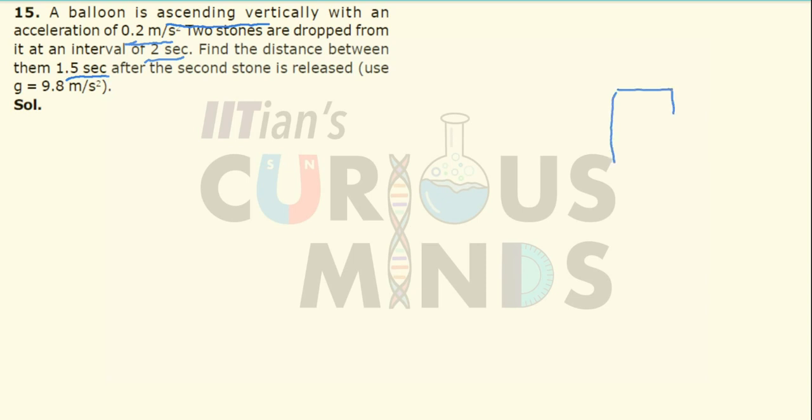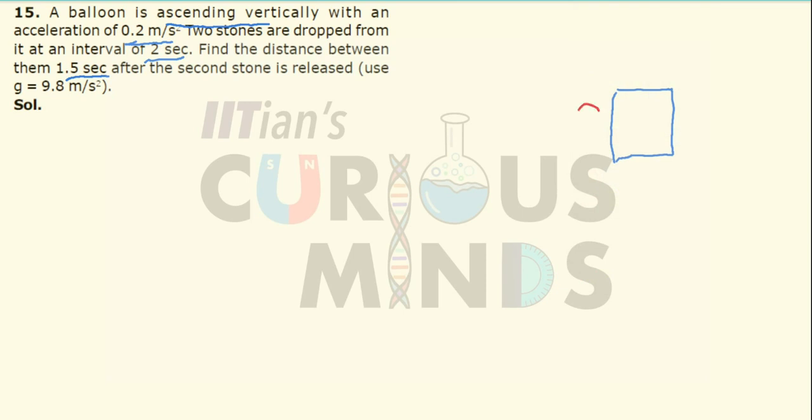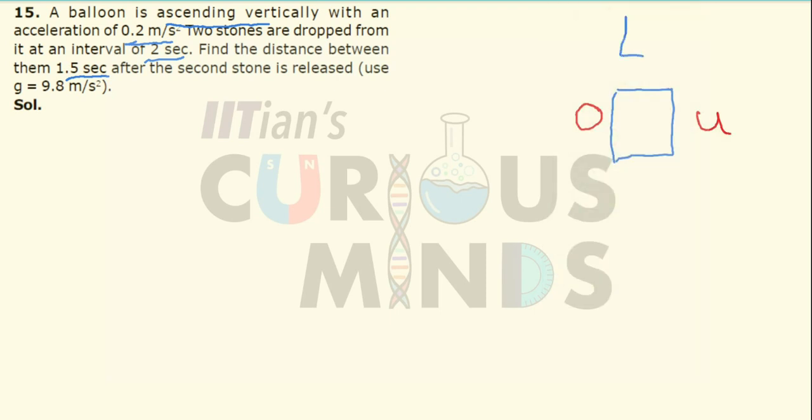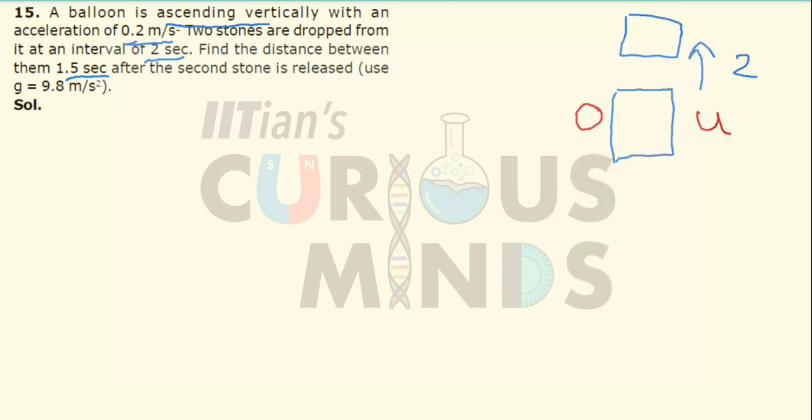So if I assume that there is a balloon over here and there is a first stone which is dropped when the velocity of the balloon is equal to u. As it is ascending upwards, the balloon reaches a certain point in 2 seconds, where its velocity is equal to v, and another stone is dropped from this point.